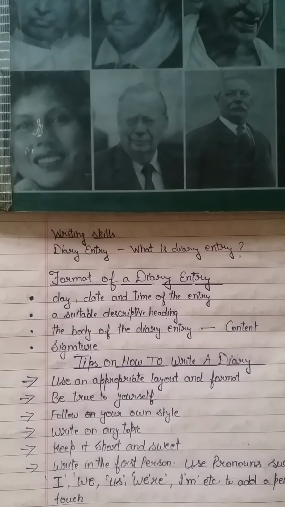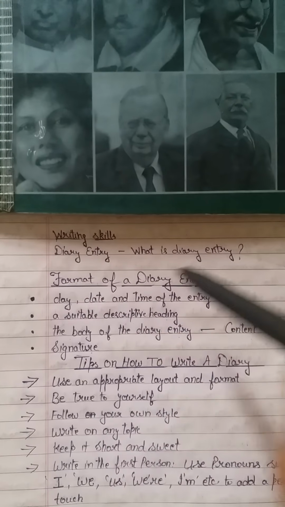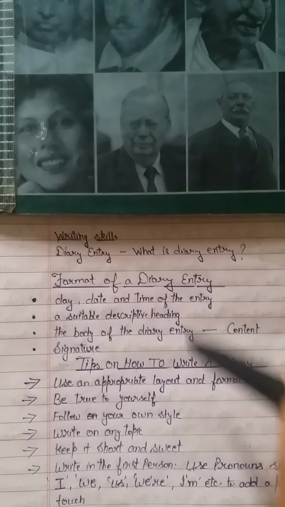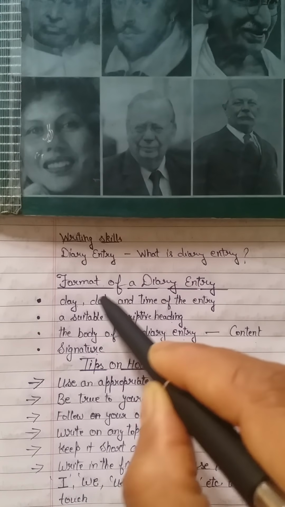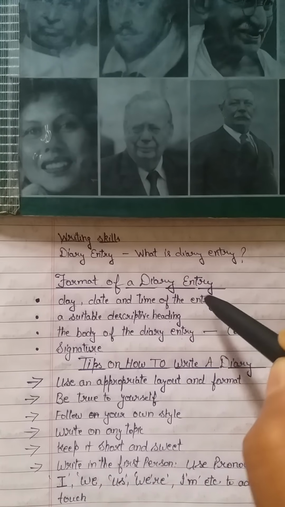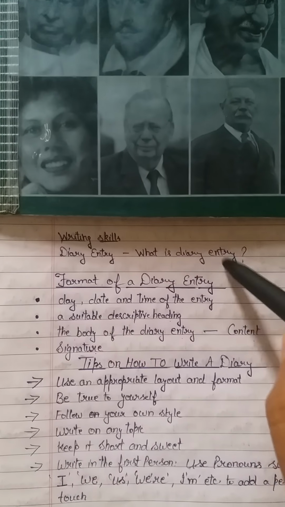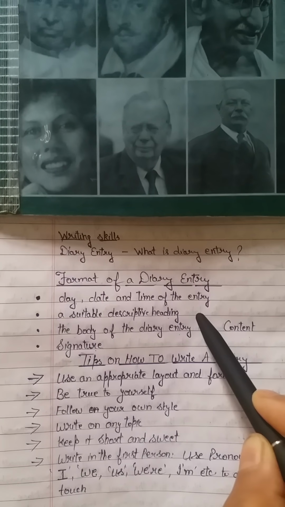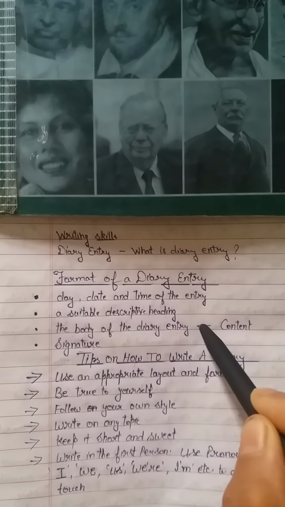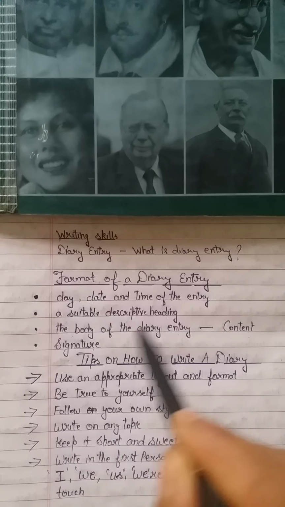Now, how to write a diary entry? What should the format of a diary entry include? First of all, the date, and time of the diary entry. When are we writing the diary entry? Then a suitable descriptive heading about what our diary entry is. Then the body.